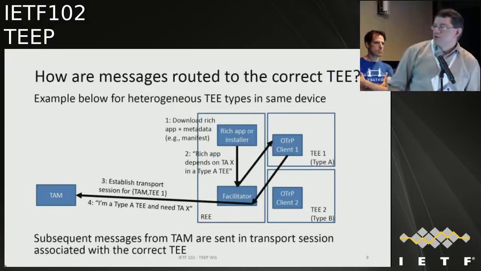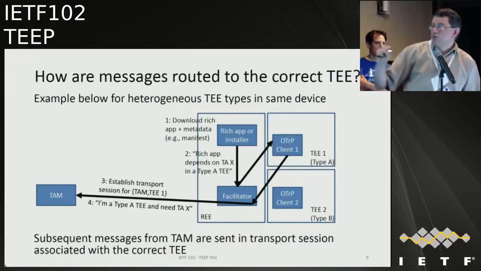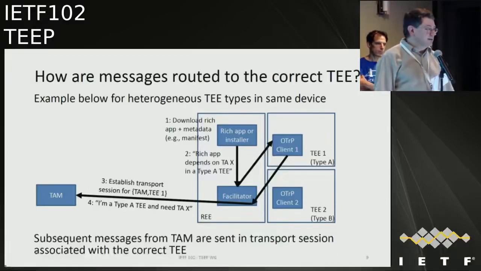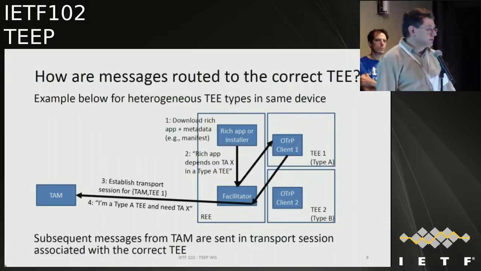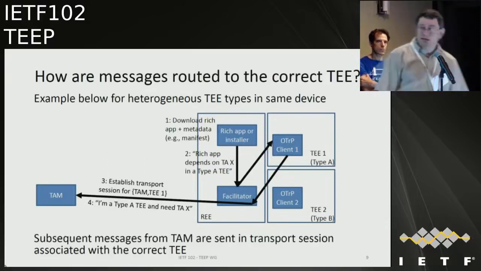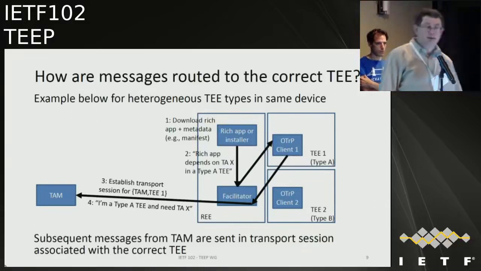So at this point, the box that I'm labeling facilitator, and we'll talk about the terminology later, in this example, protocol independent, he knows, because the metadata says this requires a type A TEE, and he knows he's running on a box with type A and type B, which is the correct OTRP client that needs to be communicating with that TAM for purposes of finding out whether it can install TA X. So in this case, he knows that it goes to OTRP client 1 because that's the one in type A. That's the routing decision in this example.